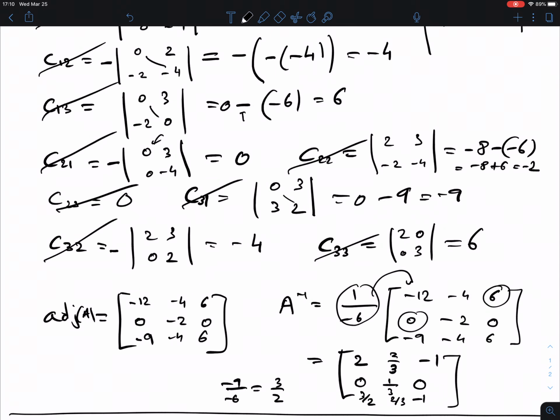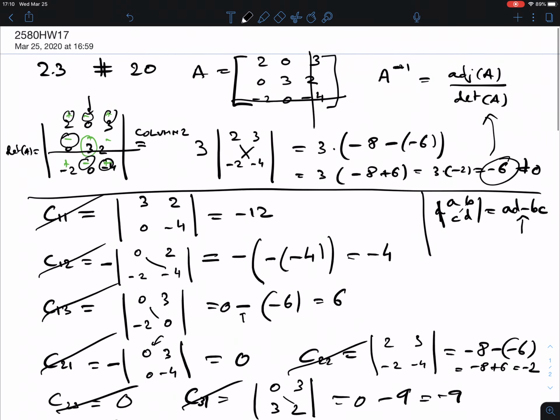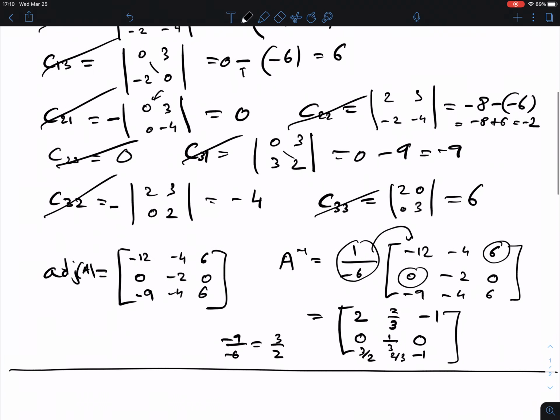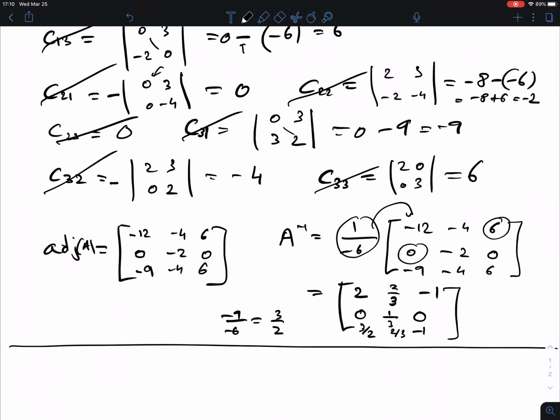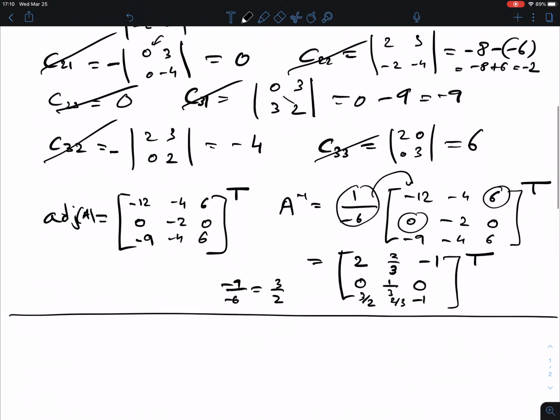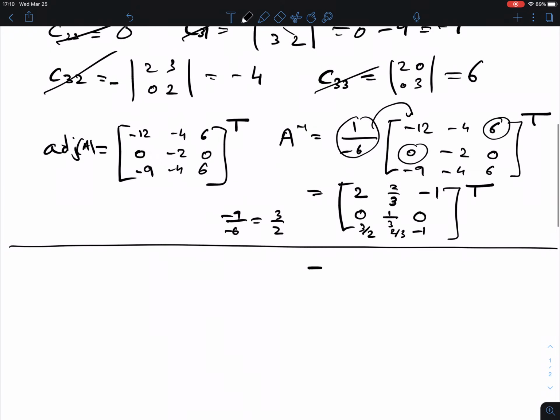Oh no! I made a mistake. The adjoint is the transpose of this matrix. So I still have to take the transpose. Yeah, I keep forgetting that. Okay, so it's the transpose of this matrix. And what is that? So now we still have to transpose. I could do it in this form, but let me do the form that I have now.